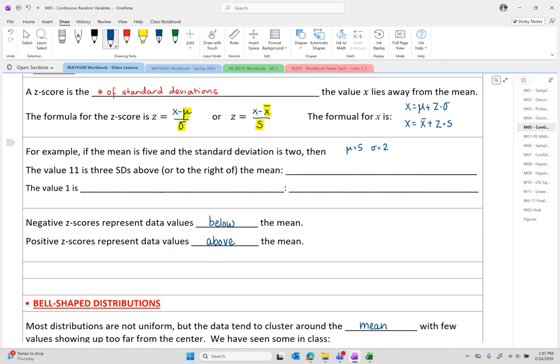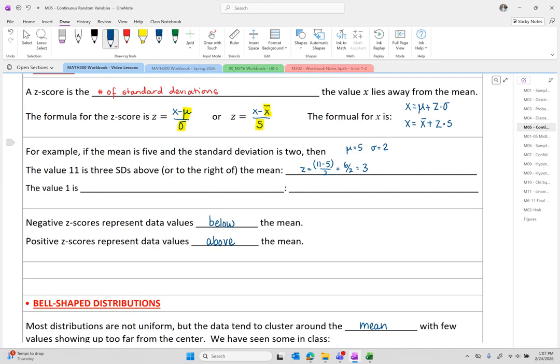The value 11 is 3 standard deviations above the mean, and that is because the z-score will be 11 minus 5 divided by 2. So that is 6 divided by 2, which is 3. 3 standard deviations above the mean. And positive means that you had a greater value and you are to the right of the mean.